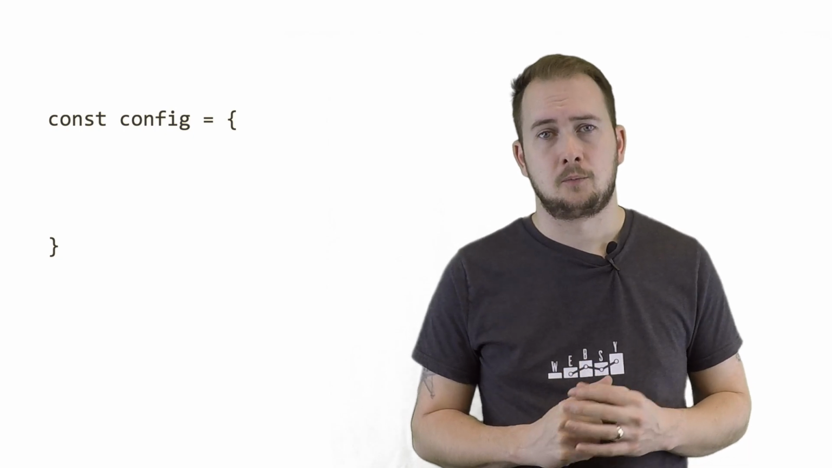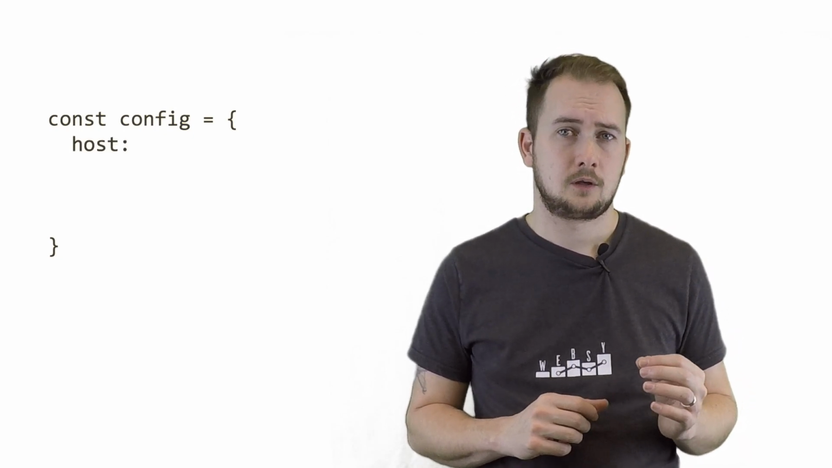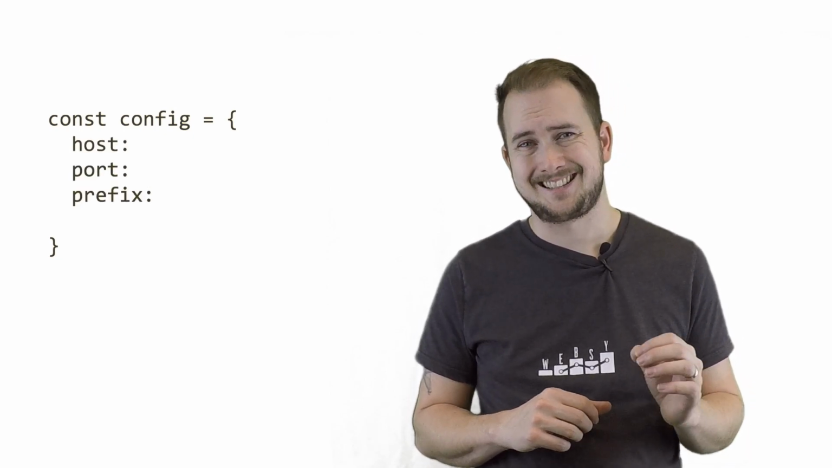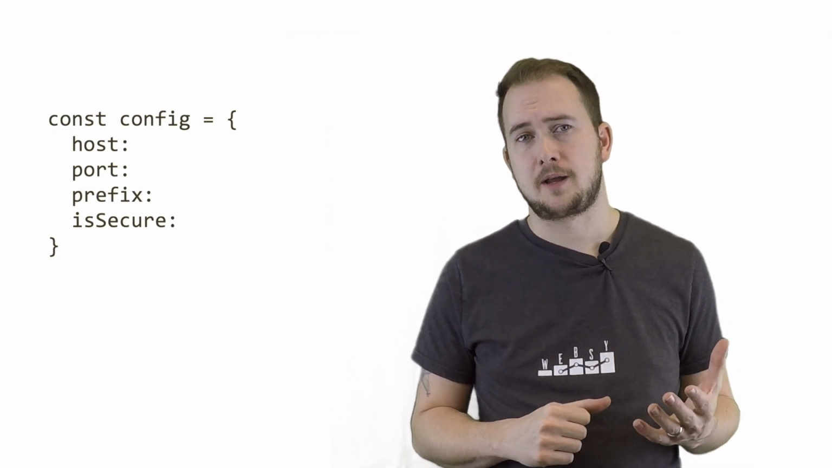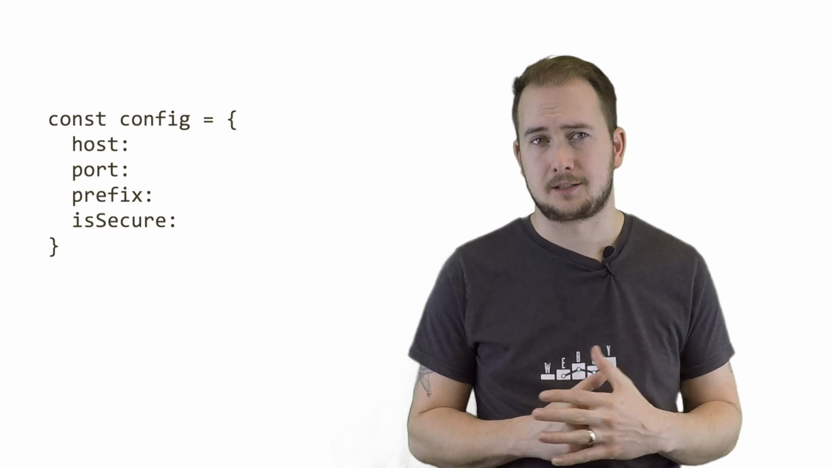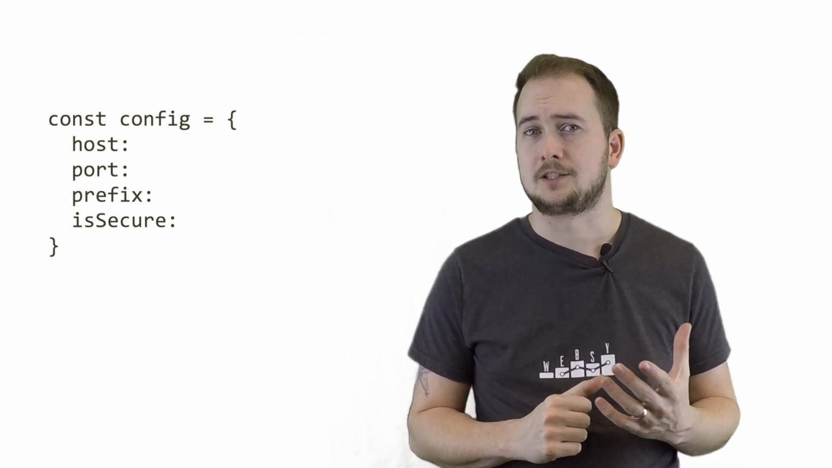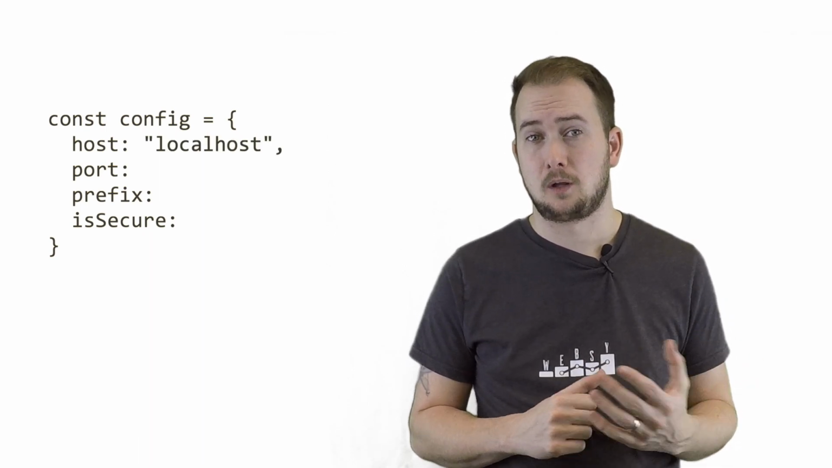And we'll deal with this first, by creating a new variable to store some configuration parameters. The variable will be an object, and will store the values host, port, prefix, and isSecure. The host value should be the name or IP of the machine hosting the Qlik Sense proxy, which in the case of Qlik Sense Desktop is localhost.